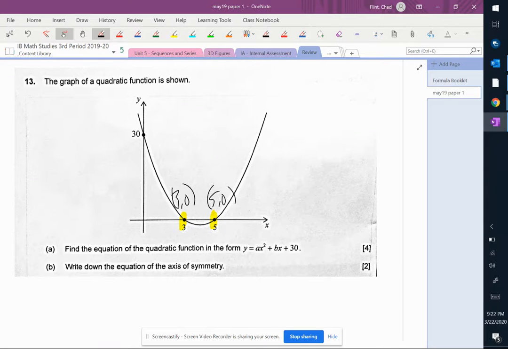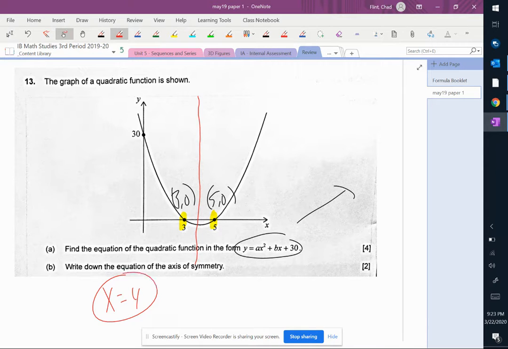So what we do is we take this equation right here, and we're going to plug in 3 and a 0, and then 5 and a 0, and get two separate equations. But we can do B right now and get 2 points out of the way. The axis of symmetry is way down the middle, like this, which would mean it has to be between 3 and 5. So it's x equals 4. That's done, easy. I don't have to do anything with it.